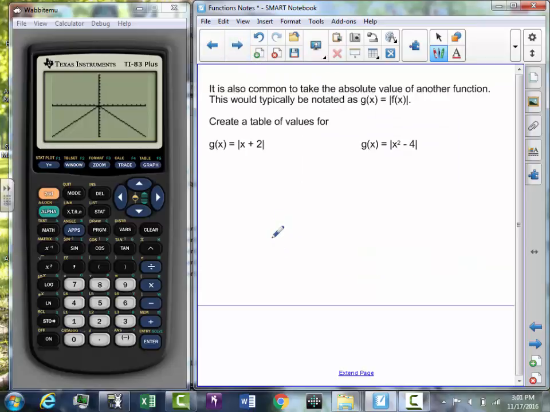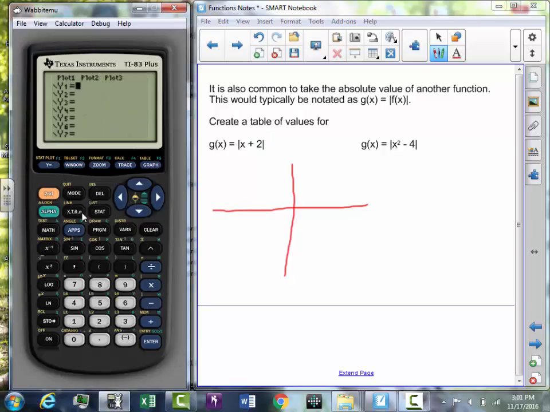Okay, it's also possible to take an absolute value of a function. This is something a little more important for what we're going to do next year in 30, but I want to introduce it now. I could ask you to do the absolute value of bracket x plus 2. I just want to walk you through how this would look. We're not going to do the table of values, but what would x plus 2 as a graph look like? Well, x plus 2 as a graph would have been this.